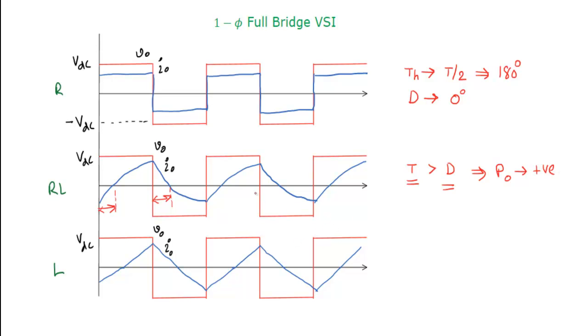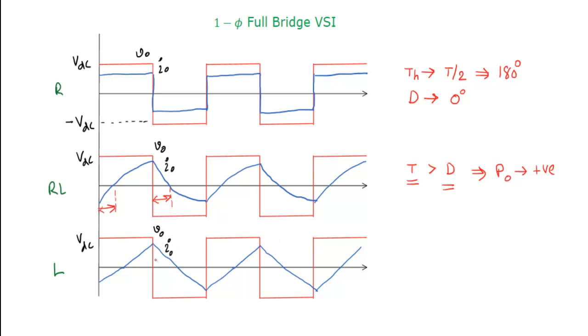Suppose if the diodes conduction is more than thyristors, it means average power flow is negative. That is generally used for an inverter acting as a rectifier. We are not going to discuss that here, but generally it will be there in case of electric vehicles, etc.